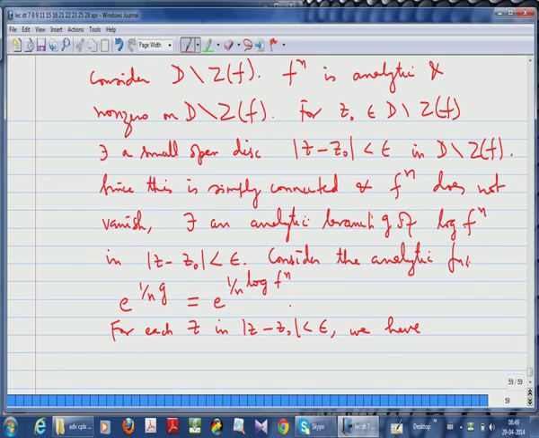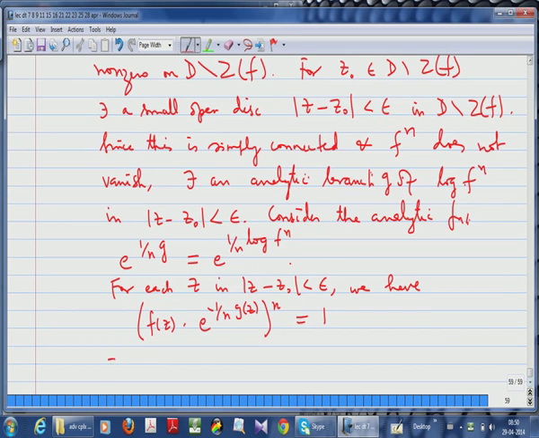We have to do a little bit of thinking. See, you look at the function f of z times e power minus 1 by n g of z. If I raise this to the power of n, I will get 1, because f of z gives me f of z power n, and e power minus 1 by n g z, raised to the power of n, gives e power minus g z. But e power minus g z is 1 by f power n, because g z is a log of f power n. Alright, so this is equal to 1. So this means that f of z times e power minus 1 by n g of z is an nth root of unity.